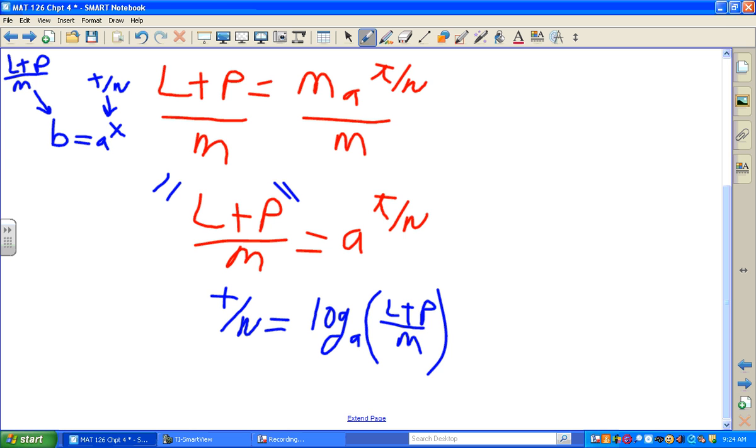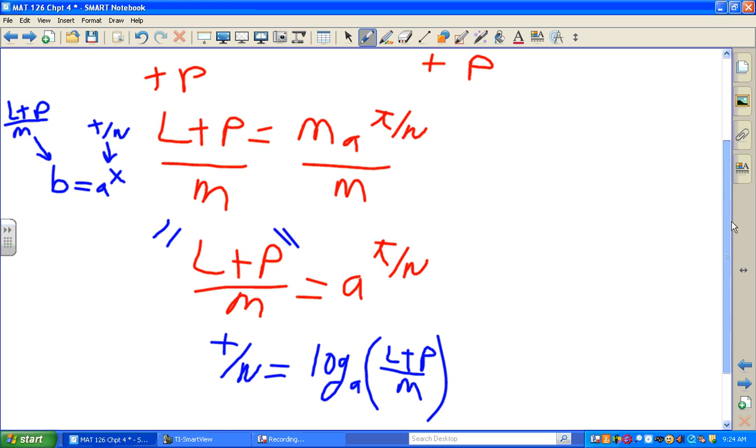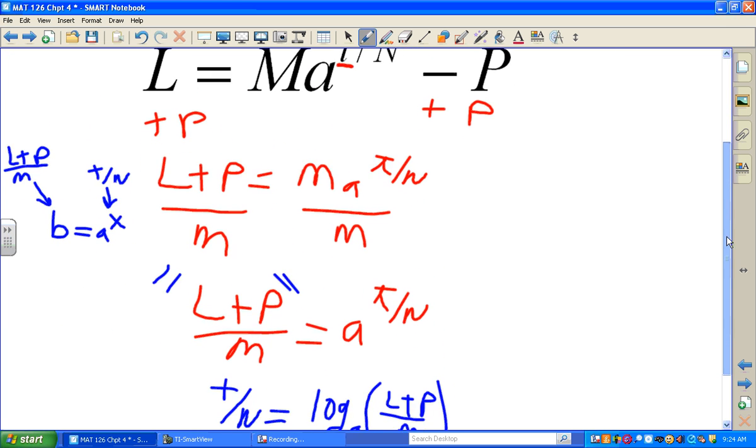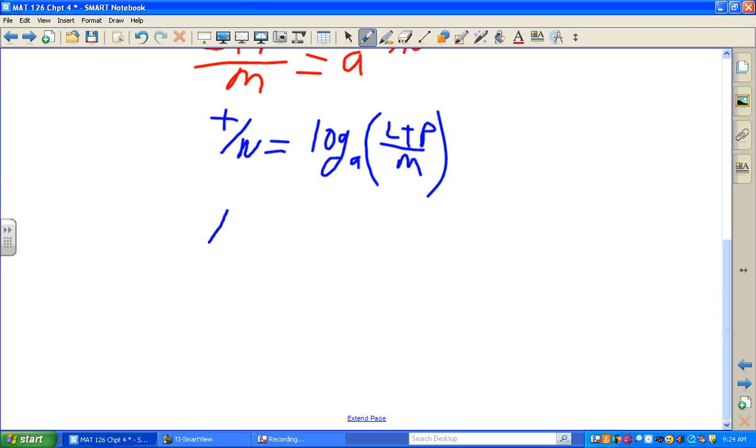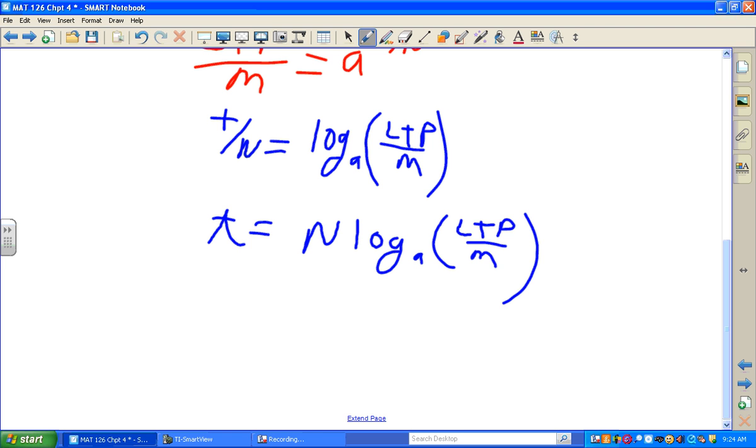The T, actually. I believe the direction said solve for T. Yeah, then you multiply both sides by N and then you're done. Nice. T equals N log base A, L plus P over M. No denominators. Any fractions, any coefficients out in front of the logarithm. Not underneath, not behind. Okay? That'll lead to confusion later on in calculus. All right. We want no confusion because it's already confusing enough.